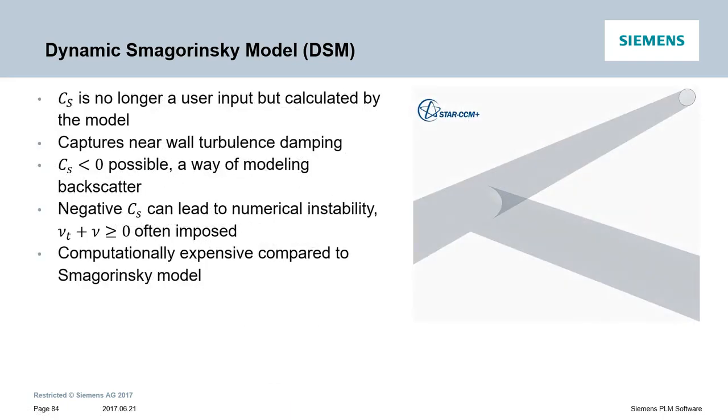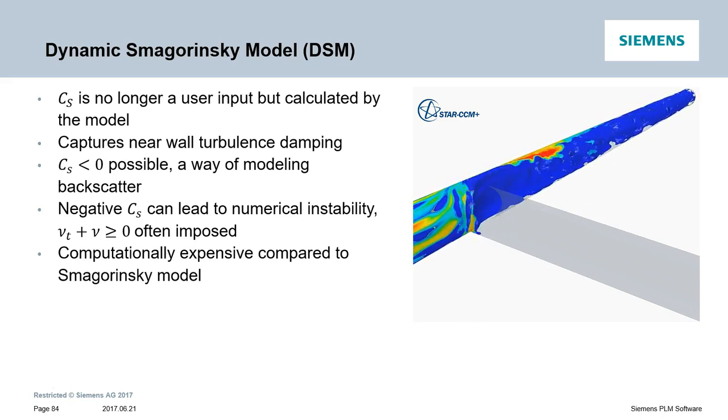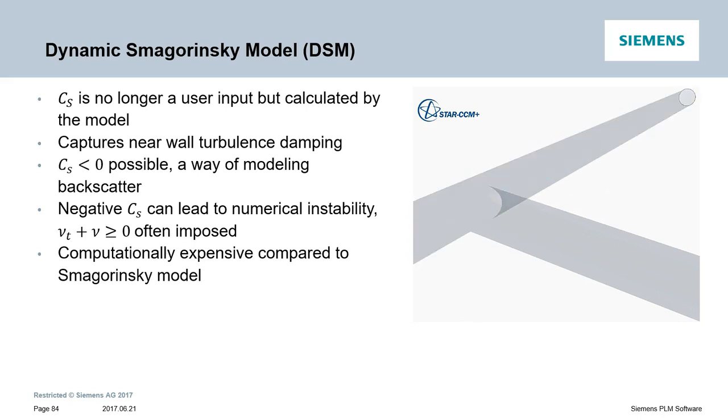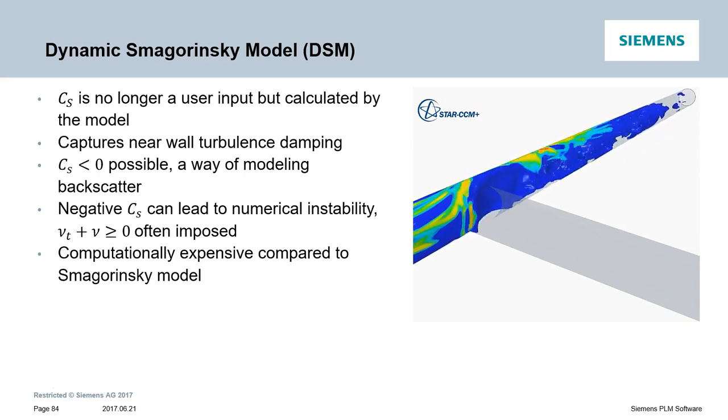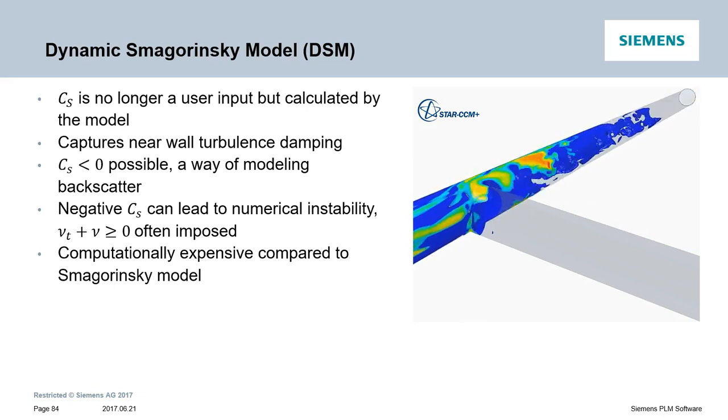To summarize the dynamic Smagorinsky model, now the coefficient is no longer a user input but calculated by the model, and it's able to capture near wall turbulence damping to some extent. And now a negative coefficient is possible which can model the backscatter, but typically that's avoided by imposing a non-negative value on the total viscosity because it leads to numerical instability. It's also computationally expensive compared to the Smagorinsky model because we are solving a couple more equations.